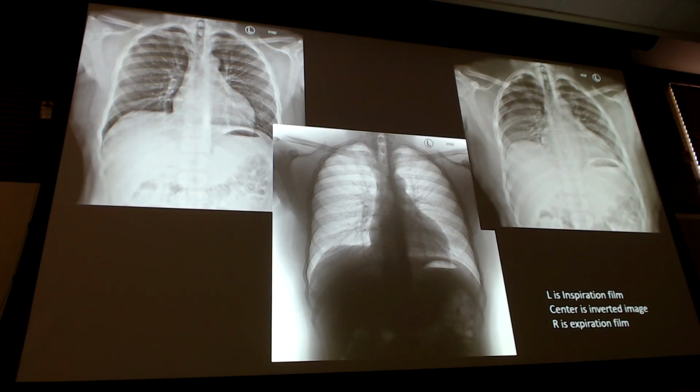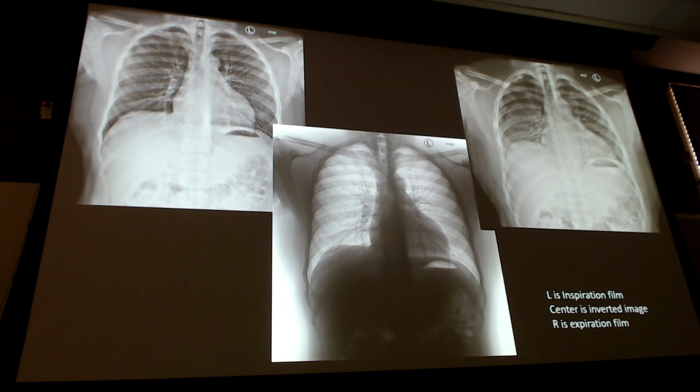Here's an example of your inspiration versus your expiration. The center one is an inverted image. You can do this on your digital machines or whatever. It's not a great X-ray because you can't really get any diagnoses off of it. Sometimes people will use it because it makes the lungs brighter to try to pull out a small pneumothorax. I say just do the expiratory films. It's more valid, right?